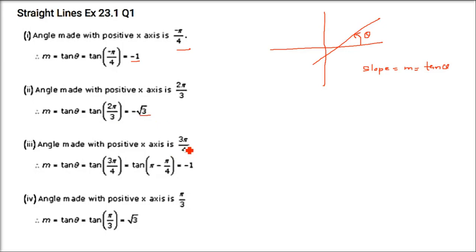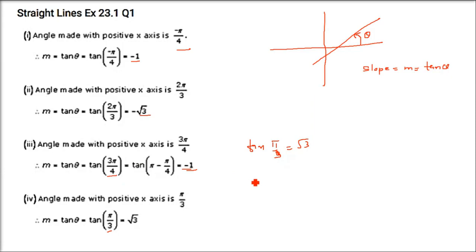Tan 3 pi by 4 means you can write it as tan of pi minus pi by 4. Tan 180 minus theta is minus tan theta. So minus tan pi by 4, so you are going to get minus 1. Tan pi by 4, tan 45 degrees, is 1. You can always write 3 pi by 4 as pi minus pi by 4. Now the last one is tan pi by 3, which is equal to root 3.